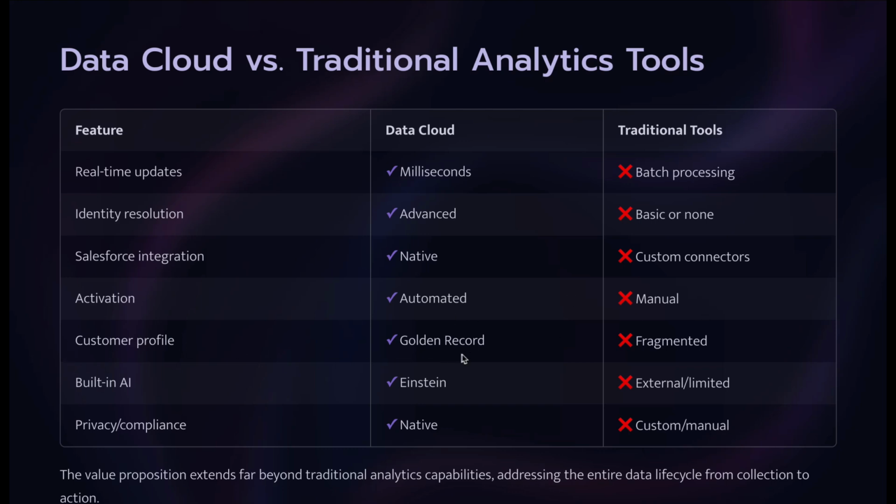Customer profile: we have a golden record. The golden record will update itself automatically when a new feed comes into the picture. There it is fragmented. Next is built-in AI. In Salesforce, we have Einstein, which is built in. Apart from built-in, you can also implement your own, the bring your own model concept, where if you have an AI model which is running on a specific role, you can implement that in Data Cloud. There are multiple stages where you can use it. But there it is external or limited, right? Next is privacy. It is native, like we discussed, but there it is custom or manual.